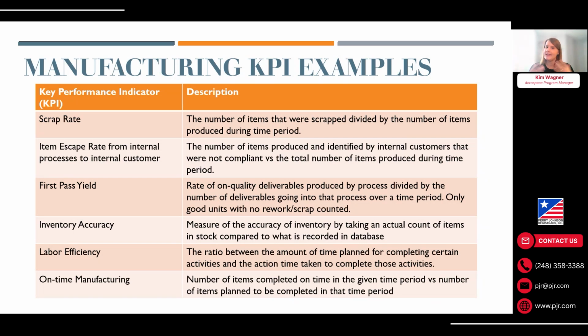in our database. Labor efficiency, the ratio of the amount of time planned for completing certain activities versus the actual time it takes. And then on-time manufacturing, again, more specific than on-time delivery. We're looking at how many items are completed in a given time period versus how much time was planned for them to be completed.